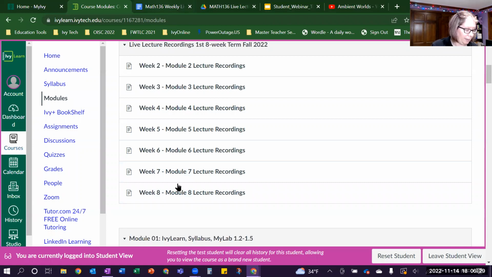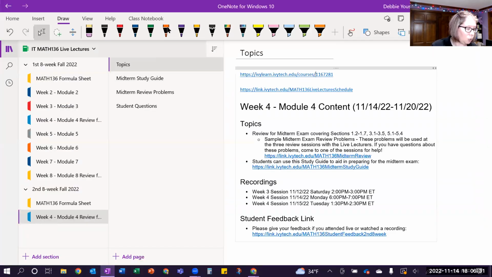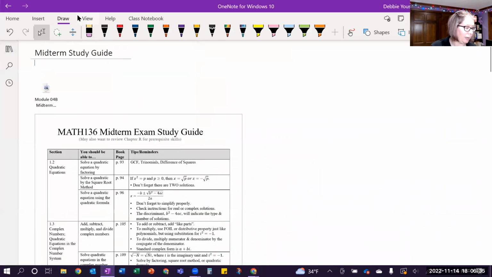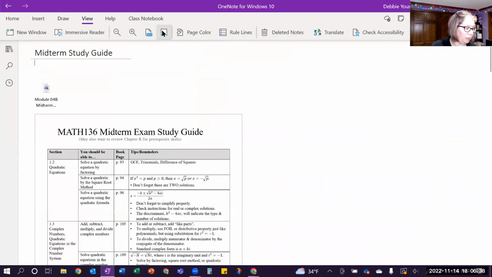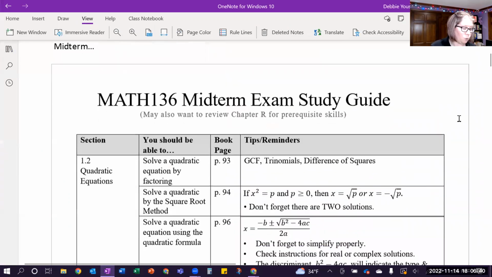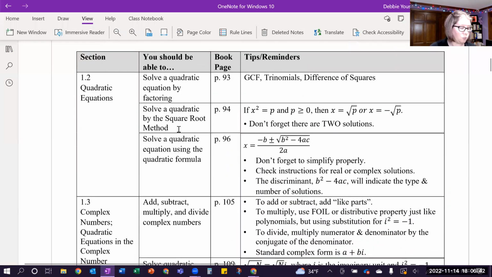So I'm going to go ahead and dive into looking at just very briefly, the study guide. I just want to call attention to it to let you know that it's organized by section, and then it refers you to the topics of what you should be able to do. It directs you to a page in your textbook where you can read more information about that if you need to study up on that. And then it gives you some tips and reminders in this last column.